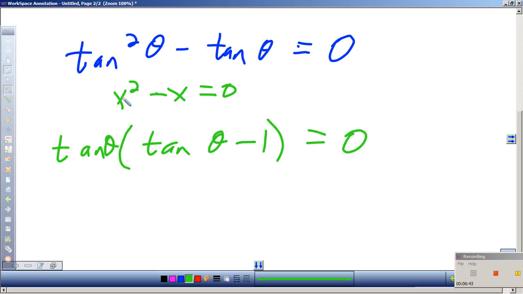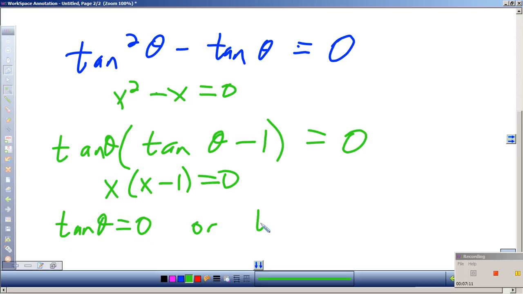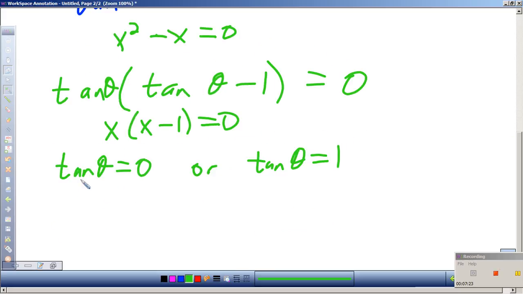So look at this one. If I factor it out, we'd have x times x minus 1 equals 0. What would my solutions be? I'd say x equals 0 or x equals 1, right? So I'm going to do the same sort of thing. Tangent theta equals 0 or tangent theta equals 1. Is that clear? And you see how it compares to what we did right there. Okay, now, where is tangent equal to 0?